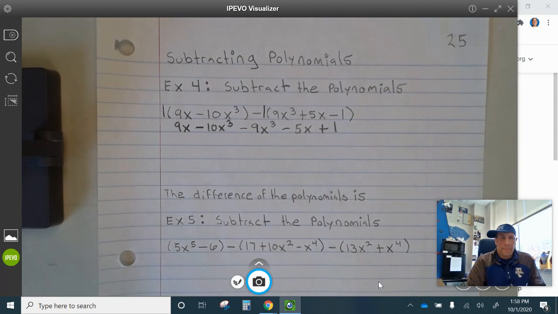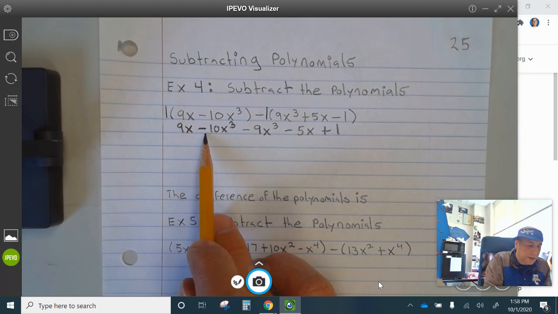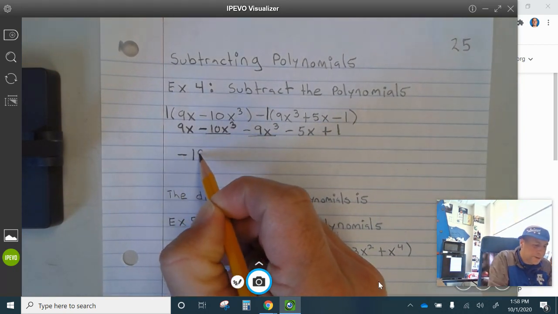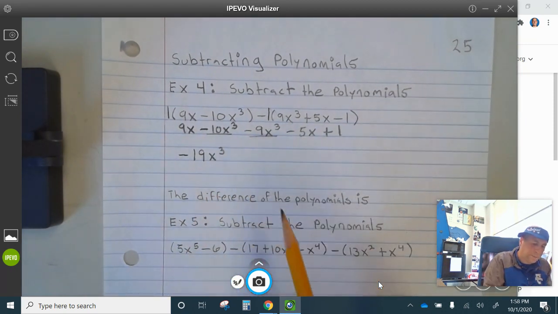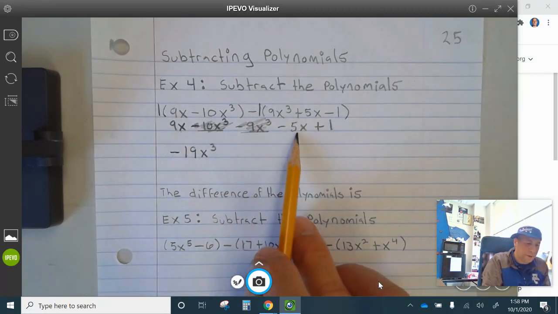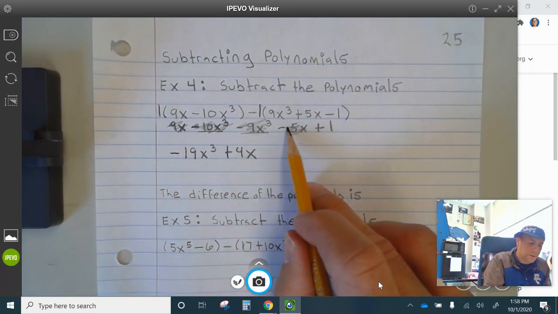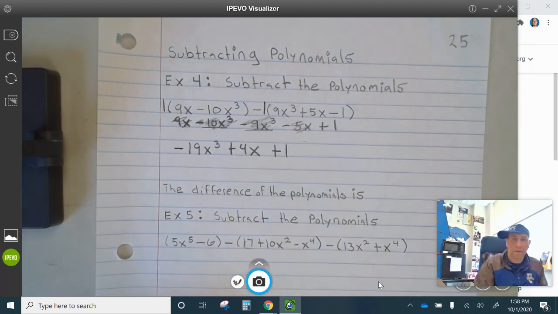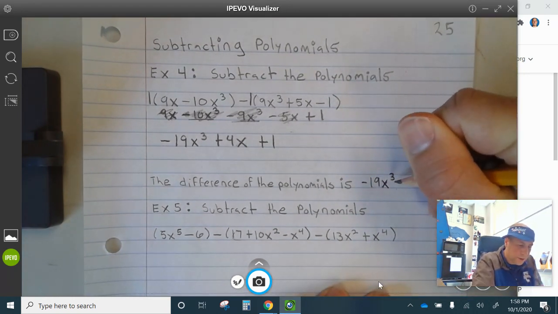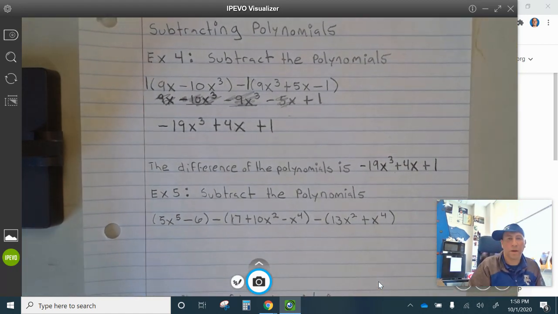All right. So now, let's look at the highest exponent. So now we can combine these. So negative 10x cubed and negative 9x cubed become negative 19x cubed. Okay, so we're done with these. Now we combine the x's. 9x minus 5x is plus 4x. So we're done with these. And then plus 1. So the difference of the polynomial is negative 19x cubed plus 4x plus 1. Okay, go ahead and finish up example 4.